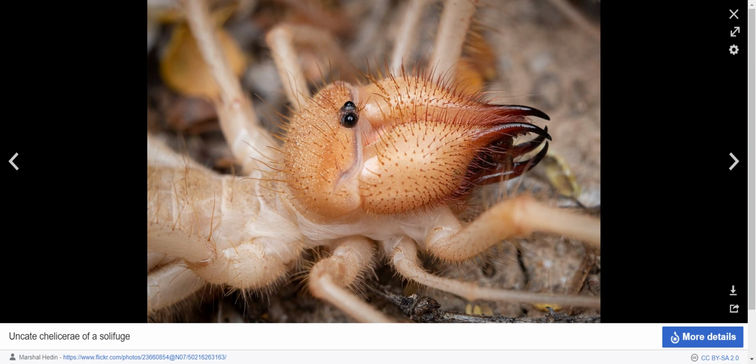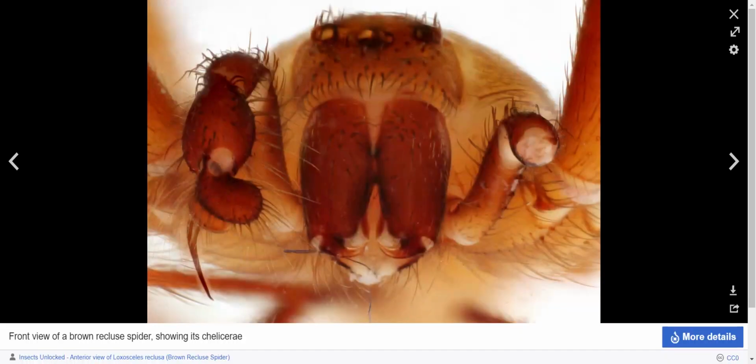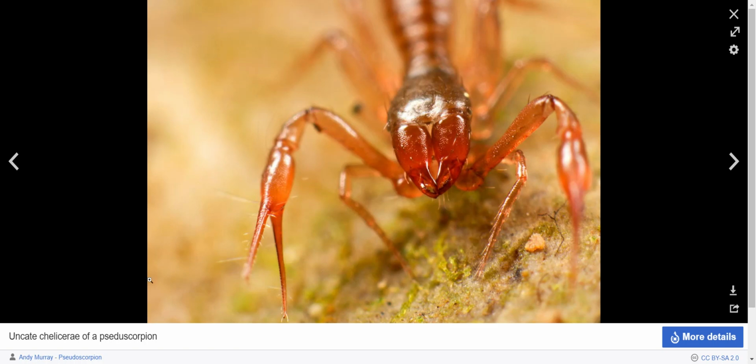Anyway, uncate chelicerae of a solifuge. Man, he's so gross looking. Frickin' evolution brought this thing about. Front view of a brown recluse. I've also seen it emphasized, heard it rather, showing its chelicerae. So here are its chelicerae, and you can see it does have the other scissor kind of in there. So it goes blink, blink, little pinchers. They are nasty. You don't want to be bit by them.